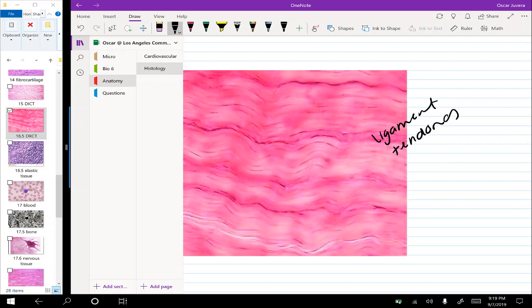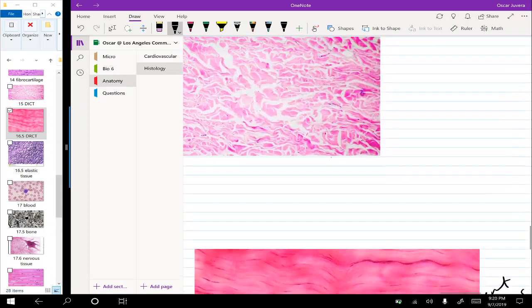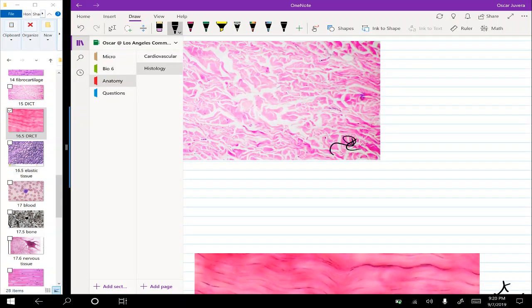So your tendons, that's an S. Your tendons and ligaments are made up of dense regular connective tissue. It must be regular because it's really, really strong when they're arranged right next to one another. Versus this is irregular, all over the place.